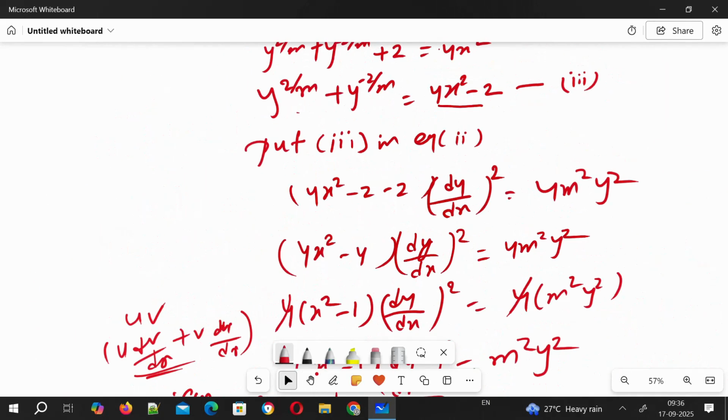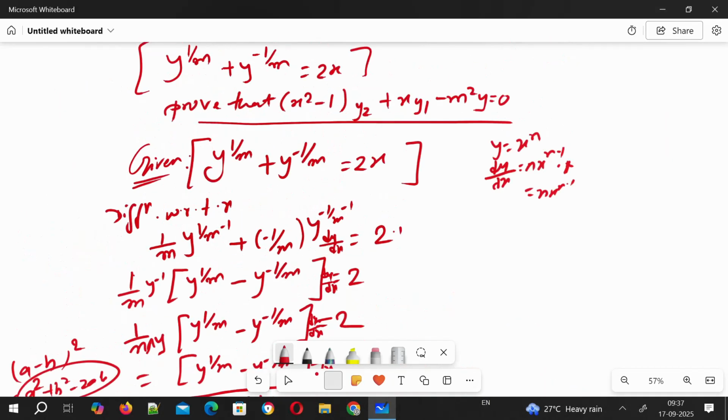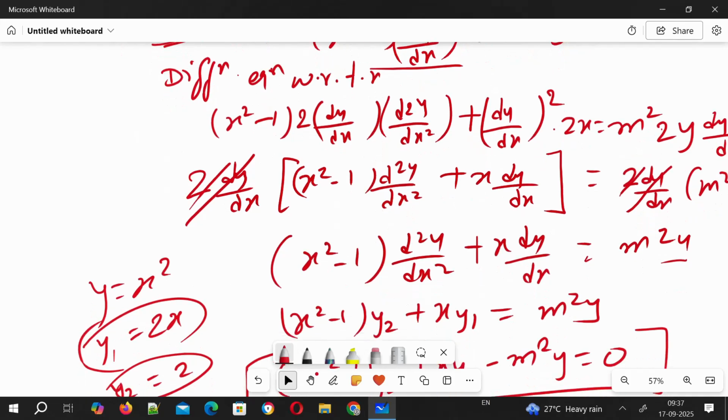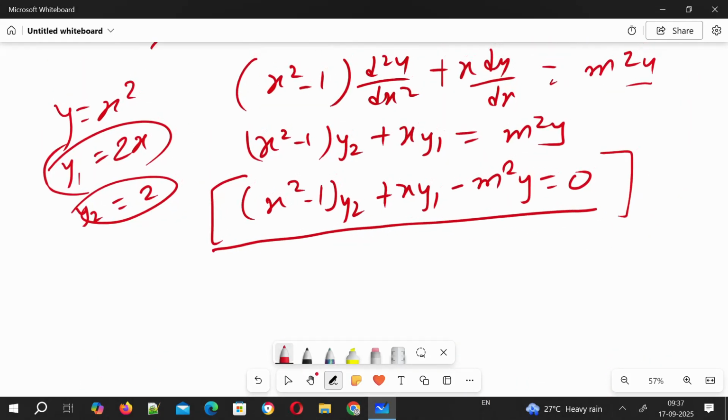Let's check what we have to prove. Yeah, what is given to prove is (x square minus 1) y2 plus x y1 minus m square y equal to 0. So you can see below, this equation will be proved. So write down: hence proved.